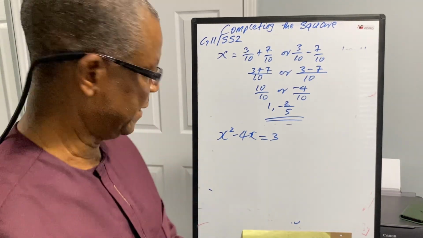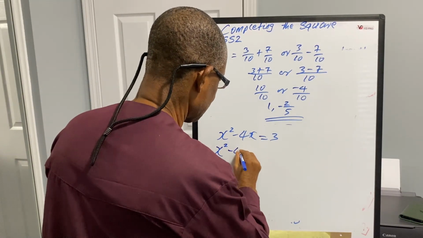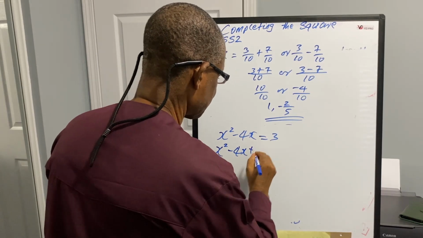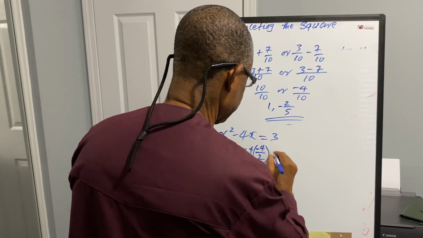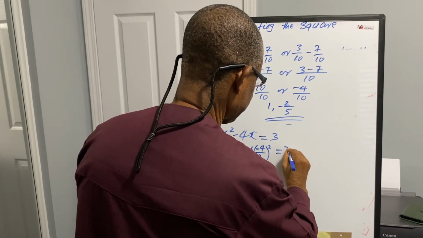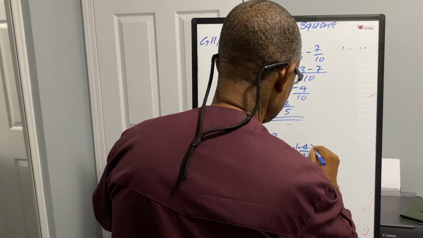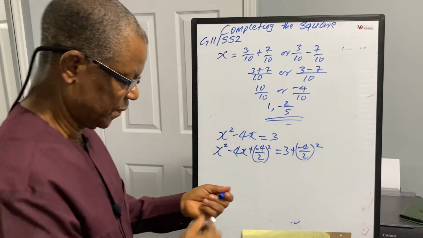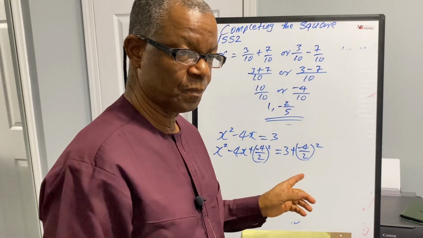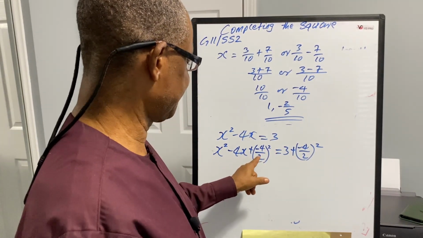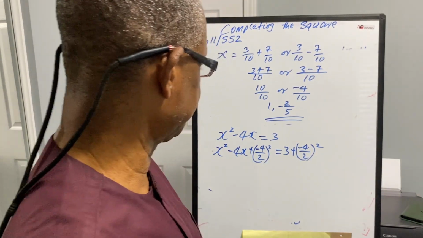So we go to step 3. And step 3 tells us we add. This is x squared minus 4x plus minus 4 divided by 2 squared equals 3 plus minus 4 divided by 2 squared. Why did we do that? The step says add the square of the half of the coefficient of the first degree on both sides. That is what we have done.